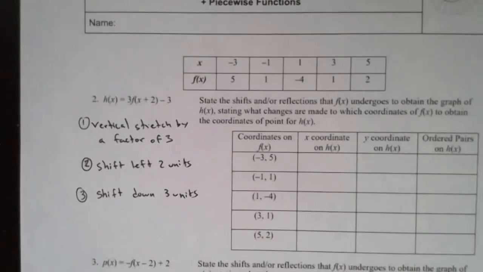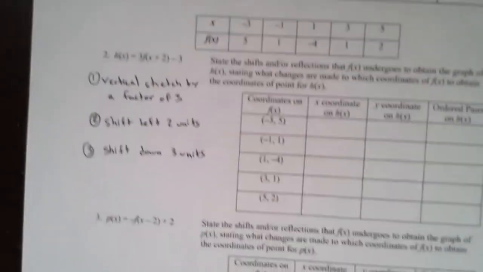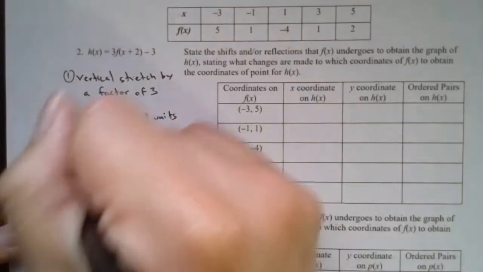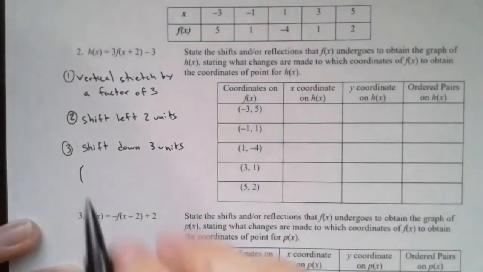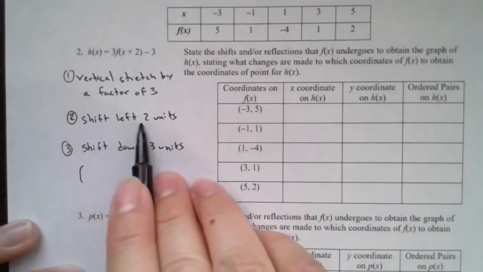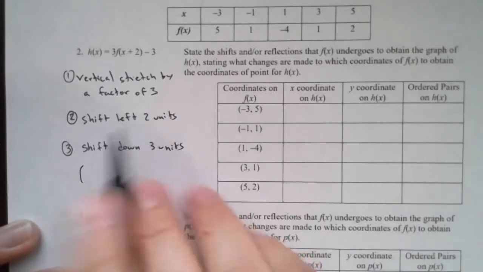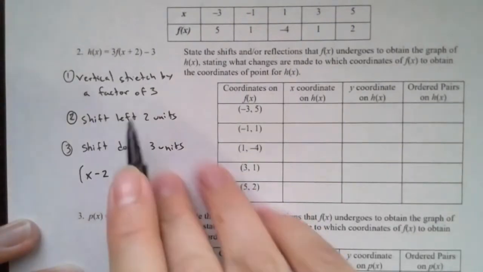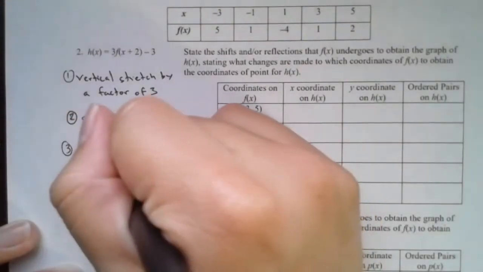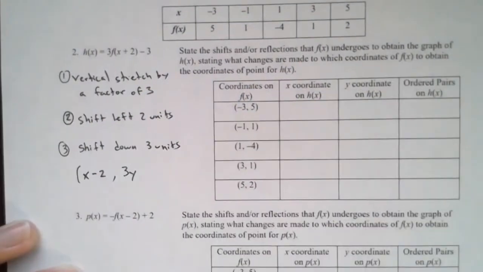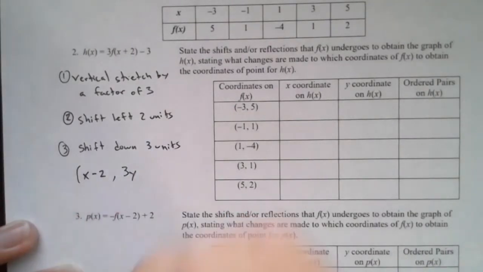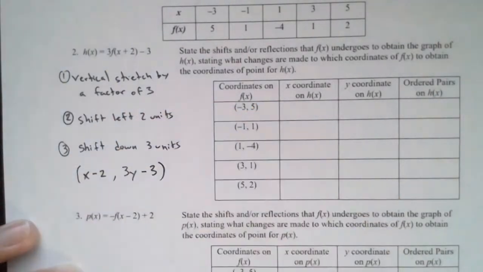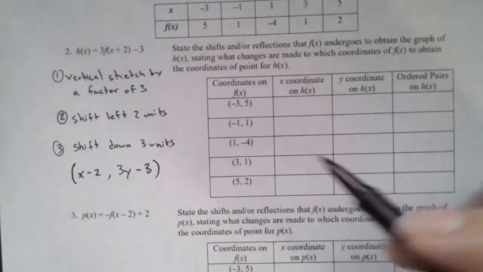Okay, so that's the previous one. For this one here, okay, are my x's being affected? Yes. Okay, I am shifting to the left 2 units, so I am subtracting 2 from all my x's. I have a vertical stretch of 3, so that is multiplying my y value by 3, but then I'm also shifting down 3 units, so I take away 3. So this would be the general formula for the transformation on these points.